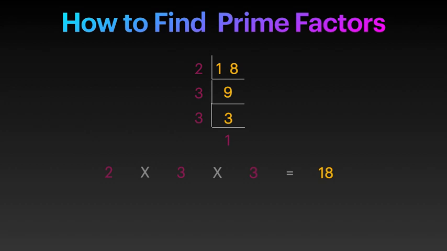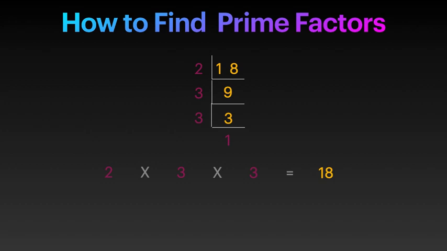Now we consider 18. 18 has 9 2's in it. So we write it down below 18. Now here we check if 9 is divisible by the smallest prime factor. The smallest prime factor is 2. But 9 isn't divisible by 2 because we get a remainder.